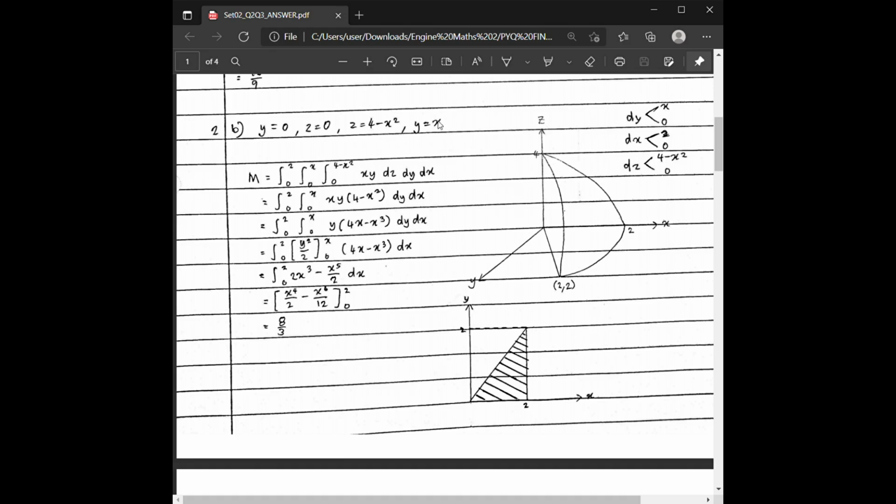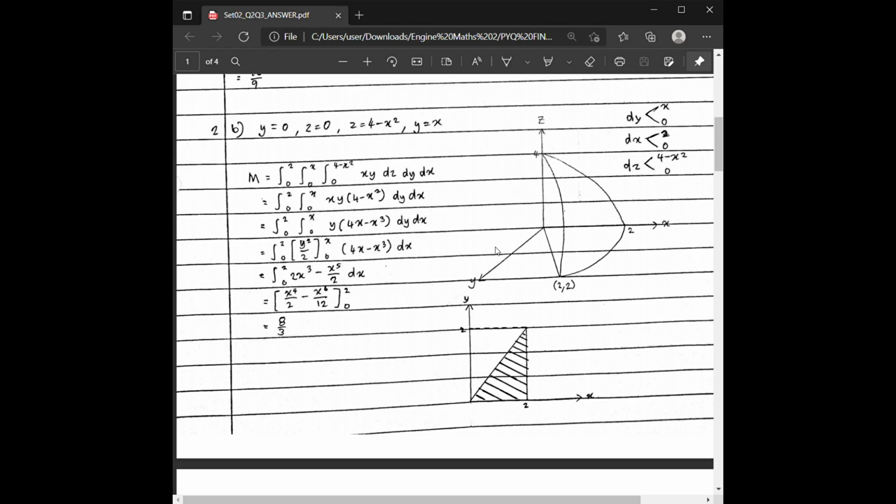From this information, we can sketch our bounded region, and then we can find our dy, dx, and dz. After that, we need to compute our mass equation. So the mass equation is m equals the integral from 0 to 2 of x, the integral from 0 to x, the integral from 0 to 4 minus x squared of xy dz dy dx.